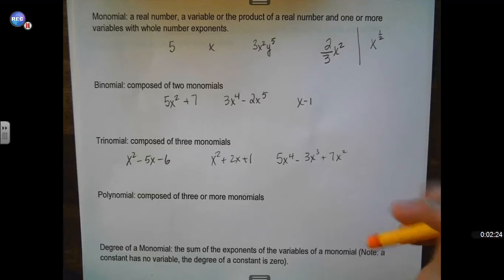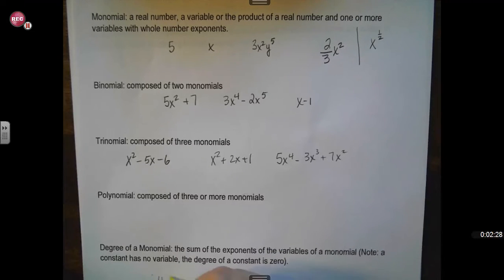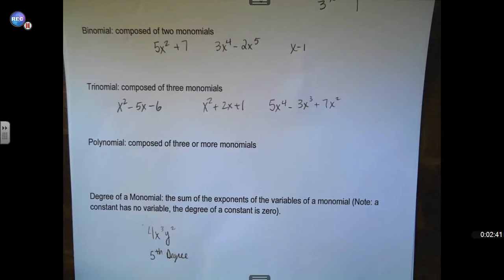Degree of a monomial, so if we had like 4x cubed y squared, that would be considered a 5th degree monomial. I add the exponents. Okay. Or if I had 2x, that would be considered a 1st degree monomial.